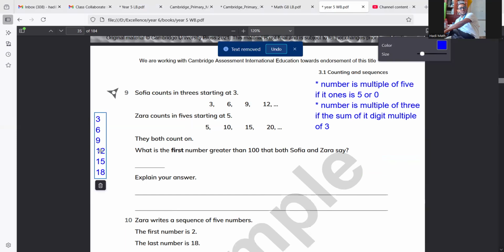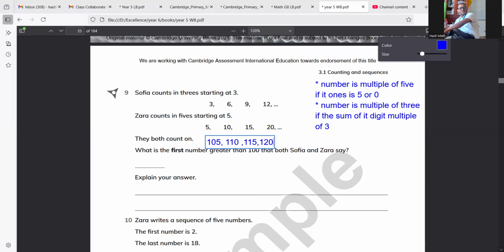So we said here we need the first number that is greater than 100 that is a multiple of 3 and 5. Let's go with the big number, table 5, like counting in 5. The first number after 100 you will say is 105, because 105 is the first number ending with 5, then 110, then 115, then 120. You need to check which one is a multiple of 3.